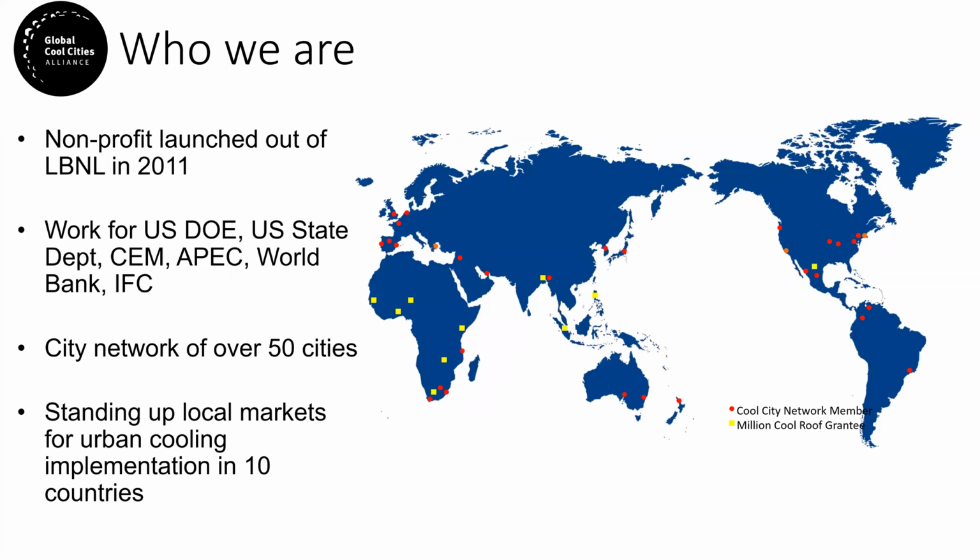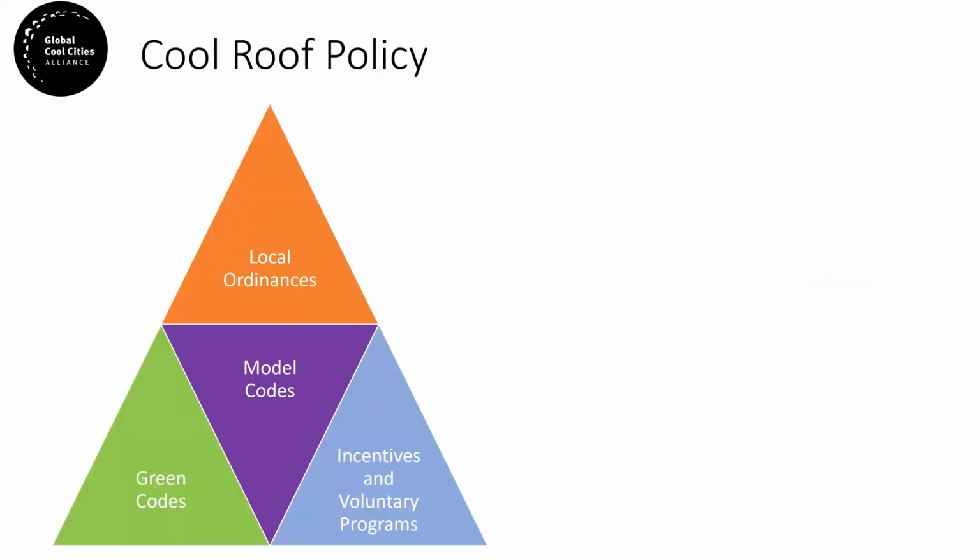So the Global Cool Cities Alliance was launched in 2011. We grew out of the Lawrence Berkeley National Labs Heat Island Group. We have a global network of about 50 cities and another network of about 27 cities focused on cool pavement, and also working on standing up new markets for cool roofs in 10 countries with an acute lack of access to cooling, which you can see here with the yellow dots.